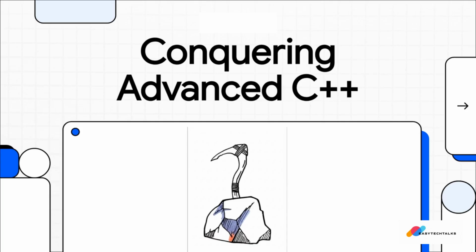Welcome to the Explainer. Have you ever looked at your C++ code and thought, it's good, but I know it could be great? Well, you've come to the right place. Today, we're pulling back the curtain on the advanced features that really separate solid code from powerful, professional, and rock-solid applications. Time to go beyond the basics.